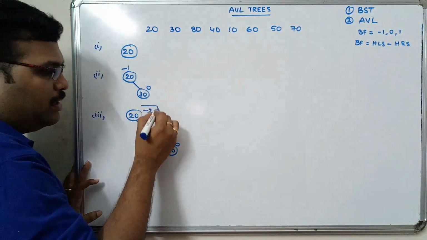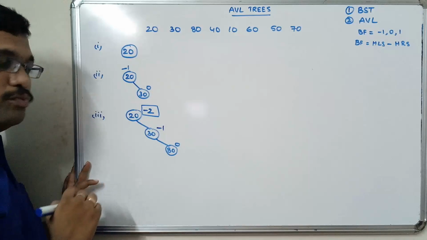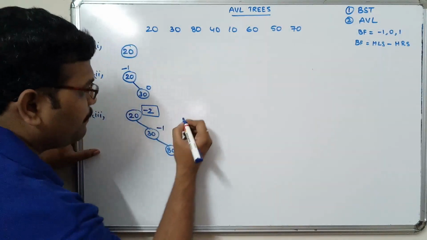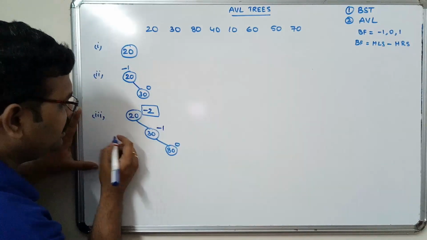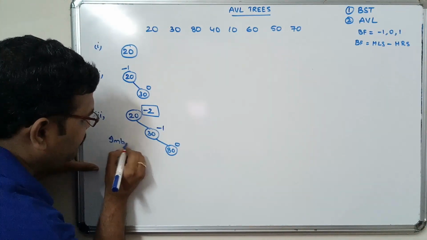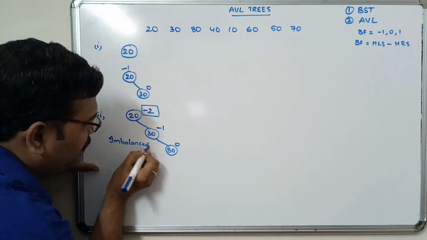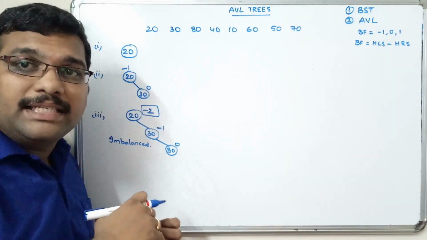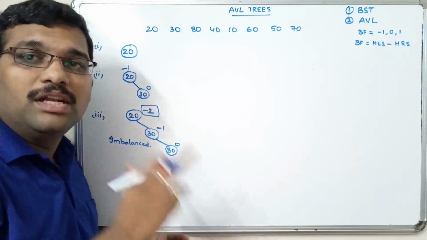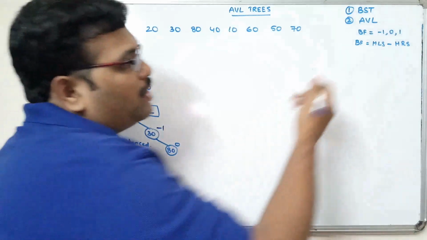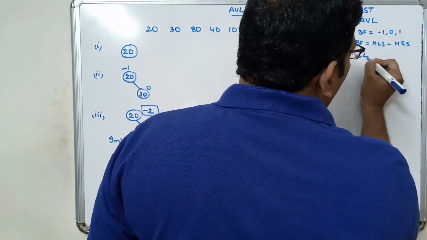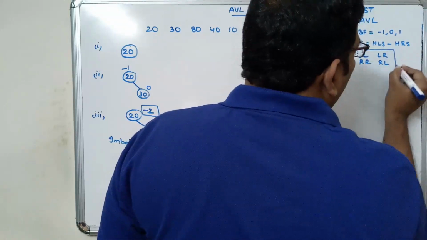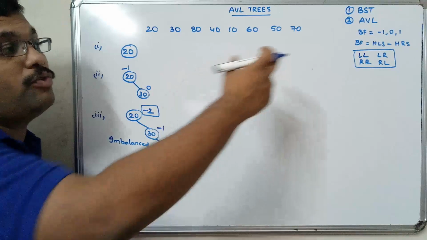Here we got 2. The balancing factor is 2. Right? So this is an imbalanced tree. So what we have to do, in order to balance this, is use one among the 4 rotations. What are the 4 rotations? LL, RR, LR, RL. All these are rotations. So based upon the situation, we have to apply the appropriate one.